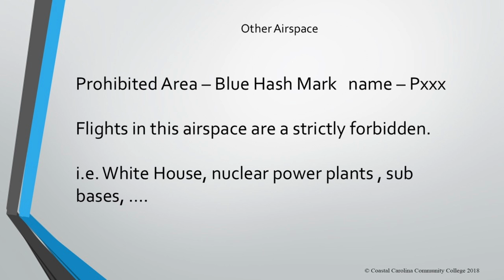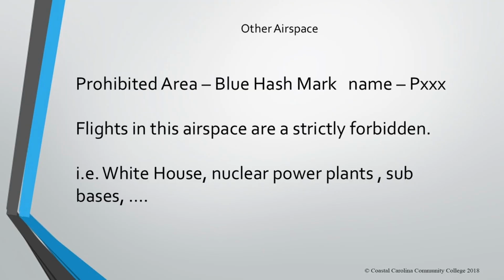Now, on the map, prohibited areas are marked by a blue hash mark with the name P and then 3 or 4 digits after that. Flights in this area are strictly forbidden. So examples would be the White House, nuclear power plants, sub bases, Camp David, all those places where for national security, they're not going to allow drone or aircraft flight in that area.